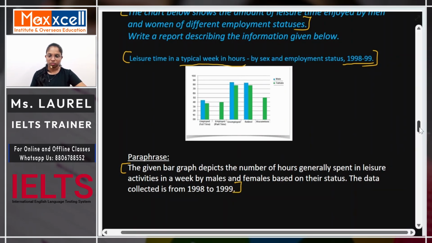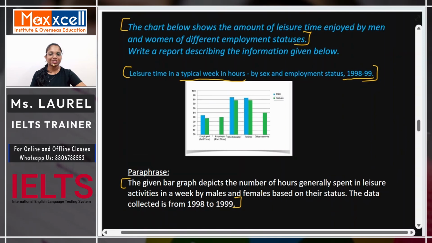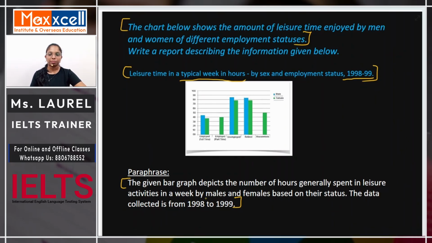Okay, so the given bar graph depicts the number of hours generally spent in leisure activities in a week by males and females based on their status. The data collected is from 1998 to 1999. So this is the complete paraphrase. Here you can see we have written all the important information given in the question.